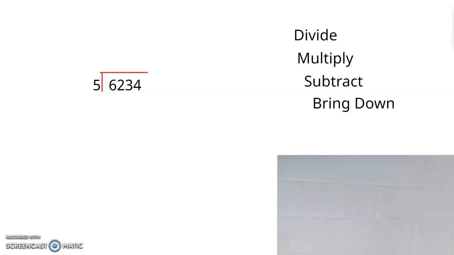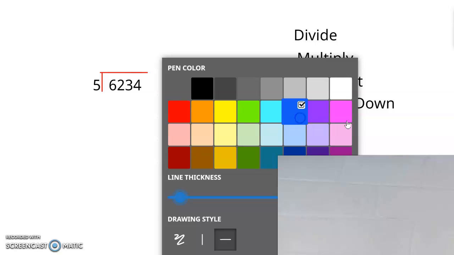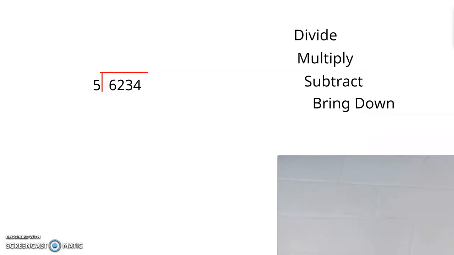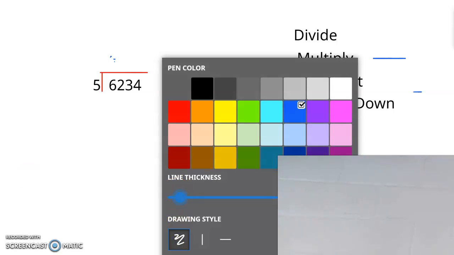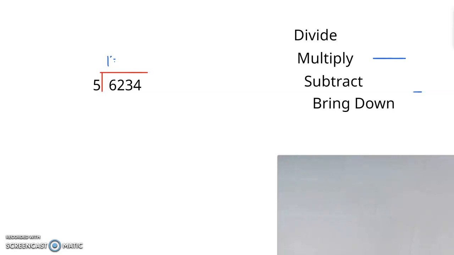Let's go ahead and do the division first. Let's say we're going to start with dividing. So 5 goes into 6 one time. For some reason, it's not wanting to show up. Let me see if I can. I forgot to switch to freehand after drawing the division symbol. Okay, so one time. All right, and then after we divide, we go to multiplying.